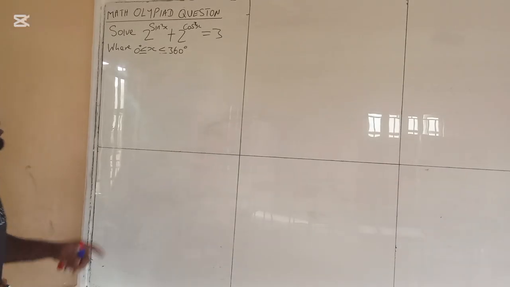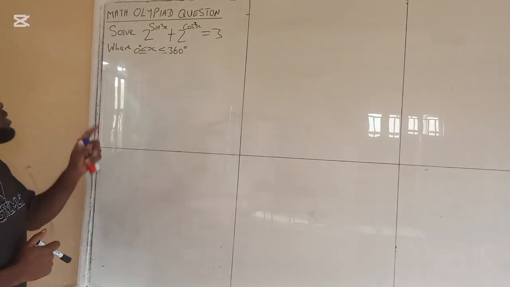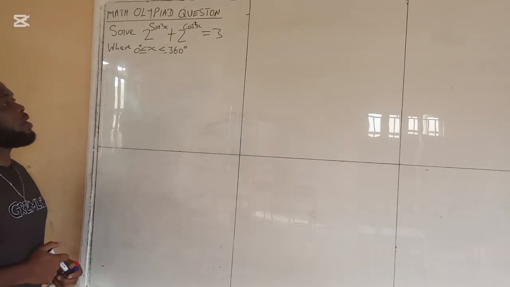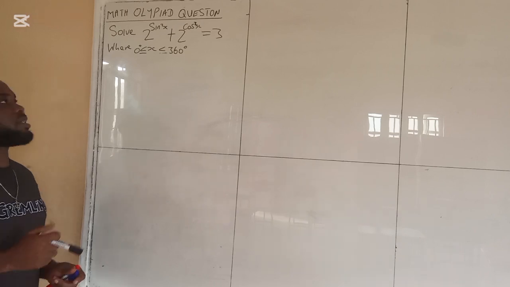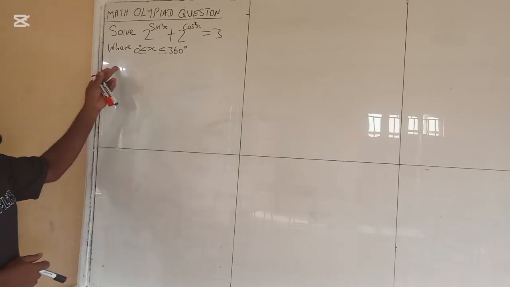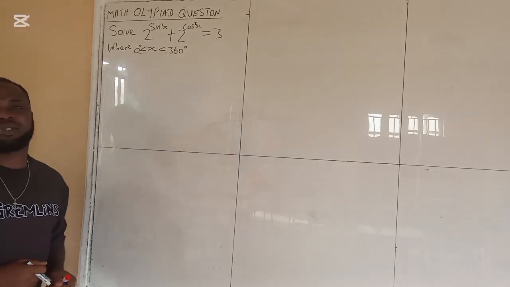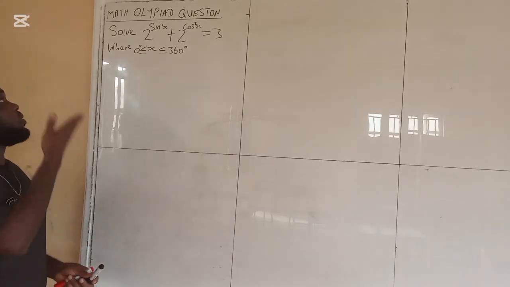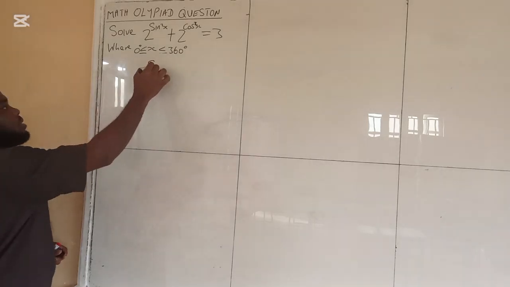Alright, so in this video, we are asked to solve 2 raised to the power of sine square x plus 2 raised to the power of cos square x equals 3, where x ranges from 0 degrees to 360 degrees. So look at this, this is what we call a Maths Olympiad question. Now let's start.